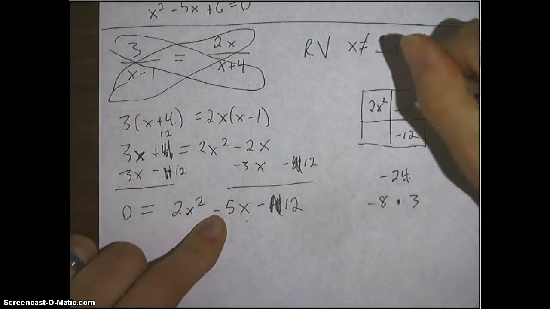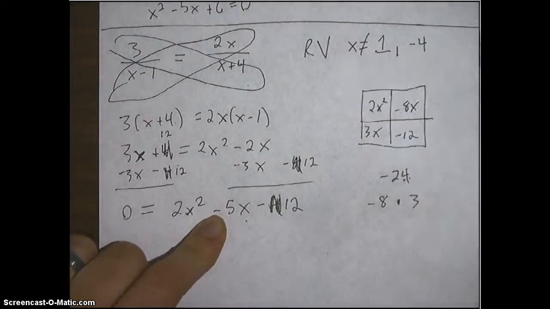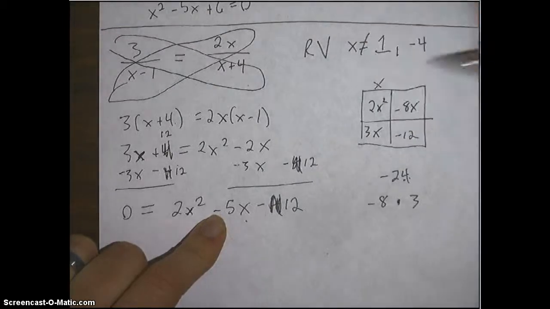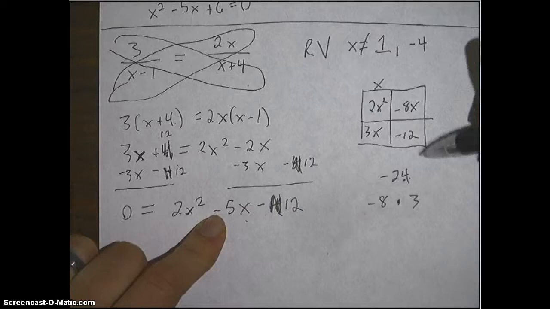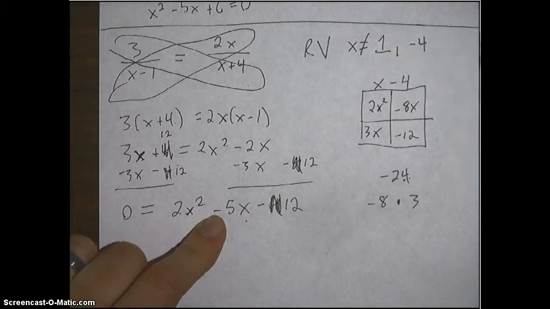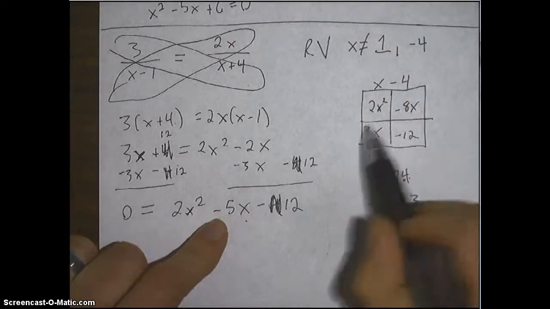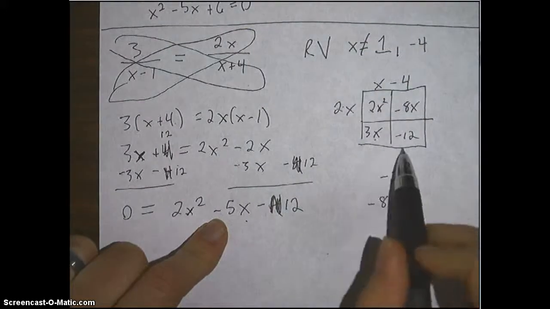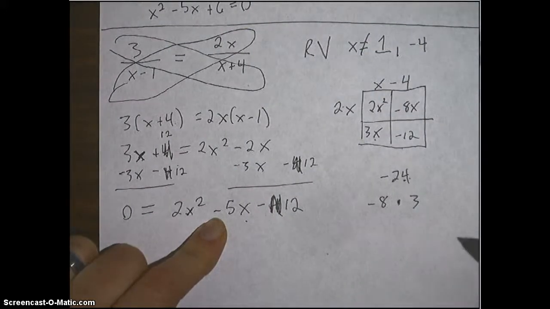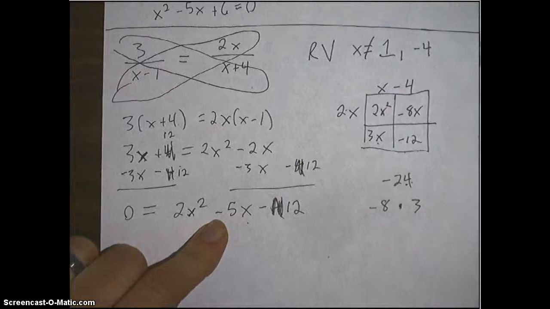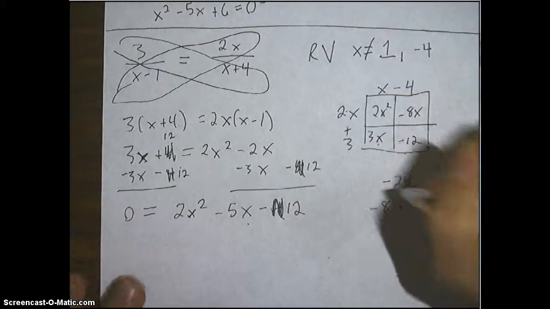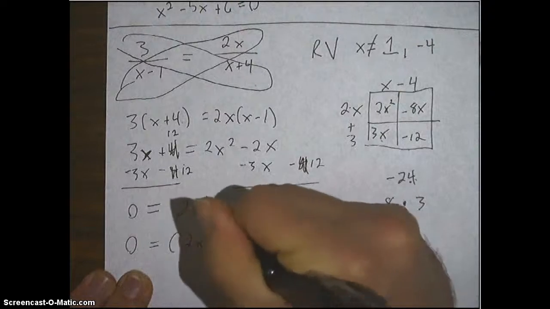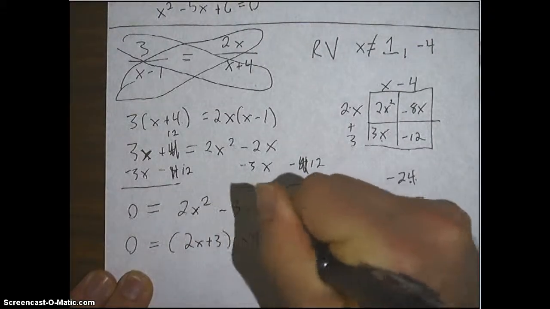So I'm going to write my negative 8x here and my 3x here. So what do 2x squared and 3x have in common? Well, that's just an x. How about negative 8x and negative 12? Well, that's a minus 4. 2x squared and negative 8x, that's a 2x. And 3x and negative 12 share a common factor of a positive 3. So I can factor this thing as 2x plus 3 times x minus 4.